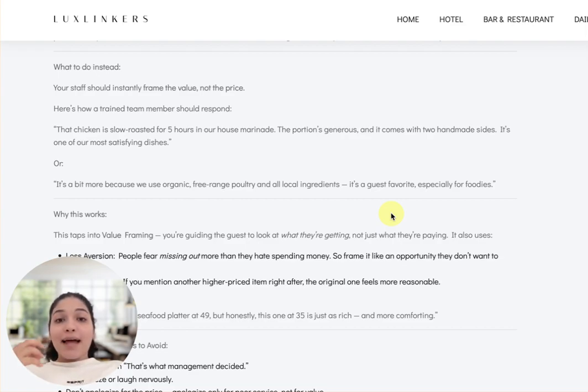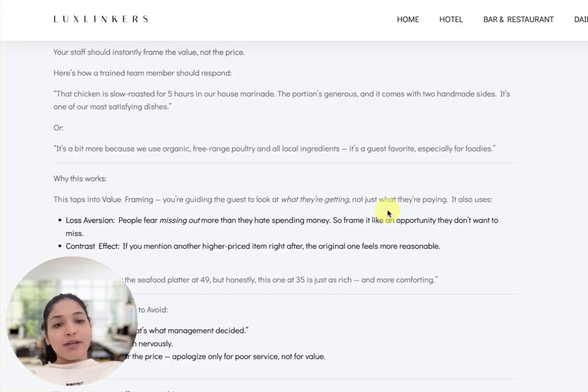What to do instead? Your staff should instantly frame the value, not the price. Here is how to train your team member to respond. For example, "That chicken is slow roasted for 5 hours in our house marinade. The portions are generous and it comes with two handmade sides. It's one of our most satisfying dishes." Okay, you have to explain it, you have to give them value about what they eat or your service. Or for example, "It's a bit more because we use organic, free range poultry and all local ingredients. It's a guest favorite, especially for foodies."